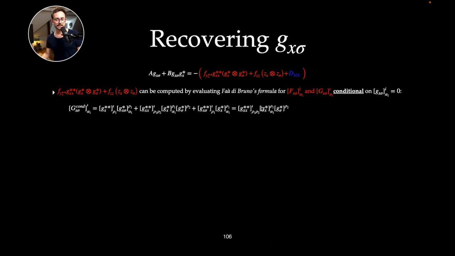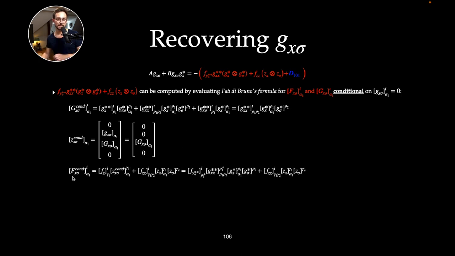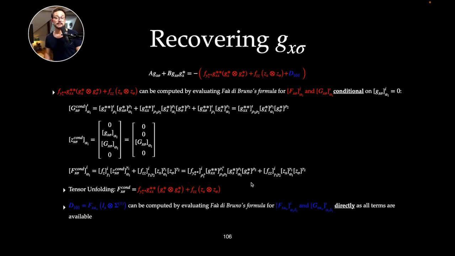Now, same underlying steps, conditional on GX sigma being 0, this was the actual equation, right? Setting GX sigma here to 0 and there to 0, I end up with only those terms. Plugging this into ZX sigma conditionally, I can then evaluate FX sigma conditionally, which would give me that equation because here's a 0, there's a 0, there's a 0, so I can focus only on FY plus double star. Now, tensor unfolding, and I have one of those red terms computed.